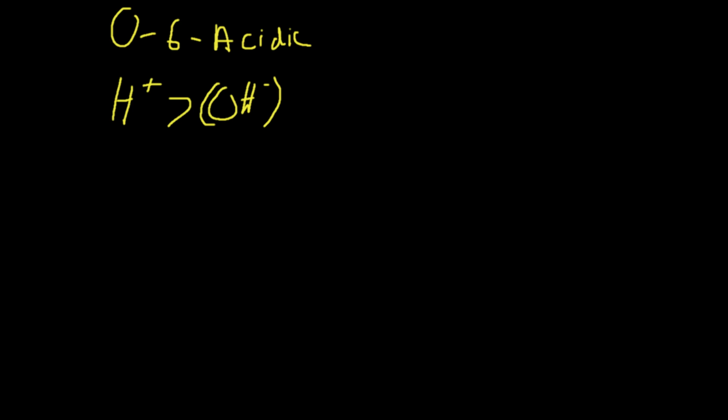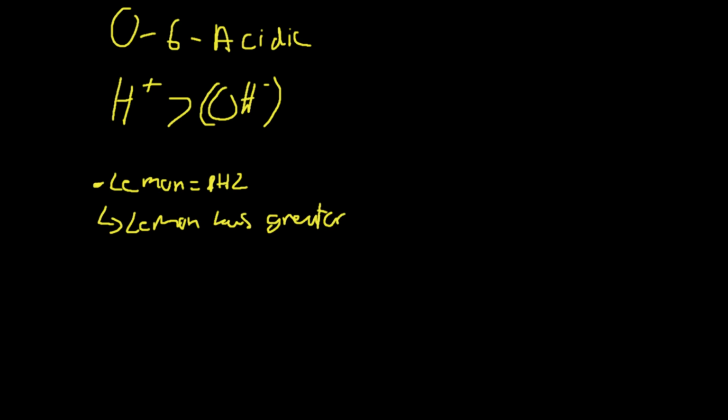It's telling us that, for example, something like lemon, which has a pH of 2, would mean that lemon has greater hydrogen ions. And this is pretty much all that it's telling us, that lemon is more concentrated with hydrogen ions than hydroxide ions. So now that we've covered 0 to 6, let's talk about 7.